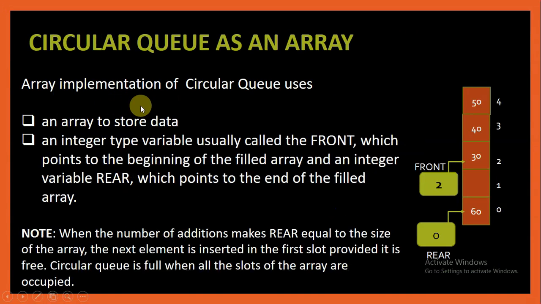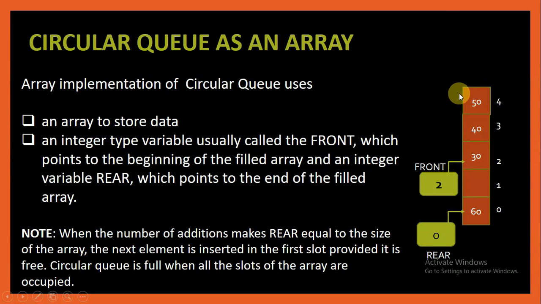Now let us understand what is a circular queue. Array implementation of circular queue uses an array to store data and an integer type variable usually called the front, which points to the beginning of the filled array, and an integer type variable rear, which points to the end of the filled array. So you can see here, this is an example of a circular queue.